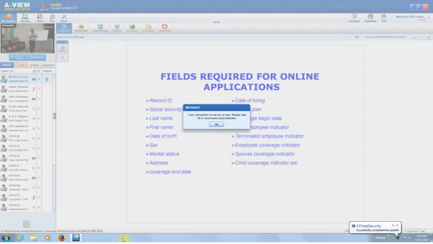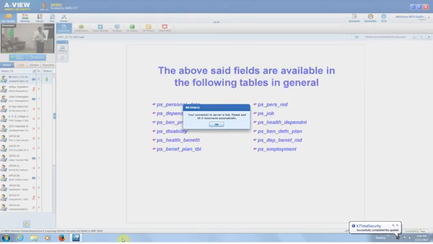So these are the fields required. That means these fields will be there in your, where do they reside? Warehouse. These are the fields you have to push to the warehouse. Next slide, please. I'll show you then.